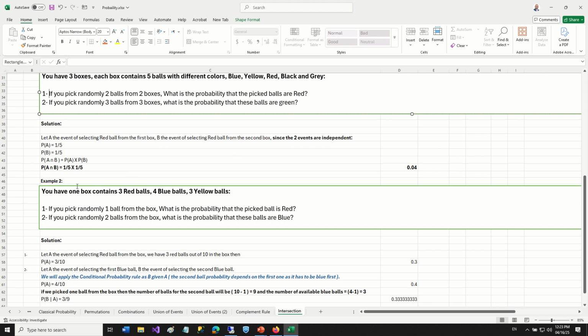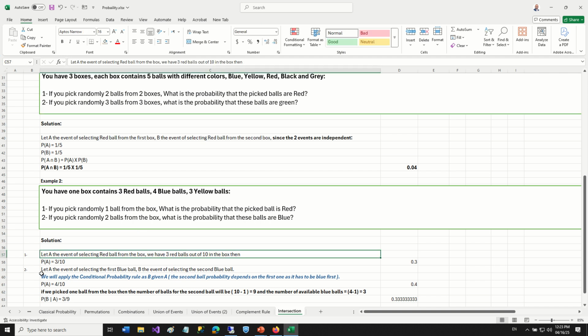So let us look at example 2. You have 1 box that contains 3 red balls, 4 blue balls, and 3 yellow balls. So we have in this box 10 balls. If you pick randomly 1 ball from the box, what is the probability that the picked ball is red? Number 2, if you pick randomly 2 balls from the box, what is the probability that these balls are blue? Okay, look at the solution.